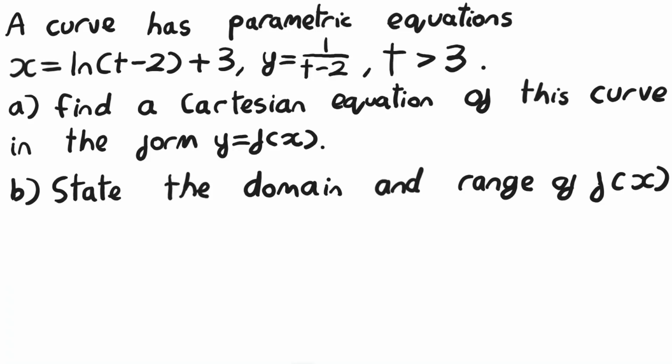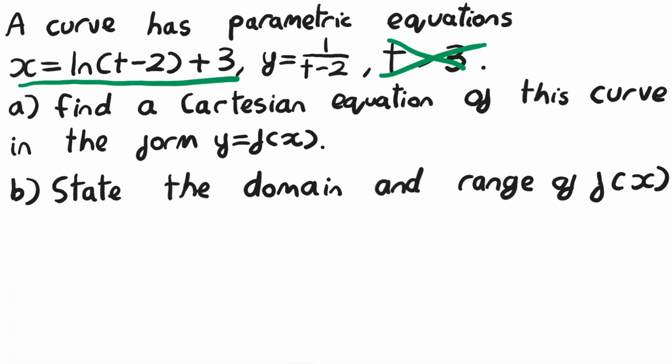For part A, this is the normal find the Cartesian equation. Then for part B, we need to state the domain and range of f of x. f of x is the function that we find in part A. This is quite a common exam question, part B, but we'll start with part A because this is just the normal find a Cartesian equation. This domain here, we don't need to worry about for part A, this only comes in for part B. So we're going to do the normal.